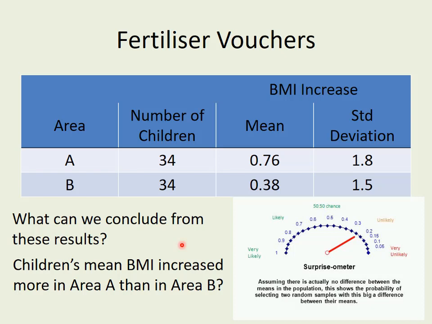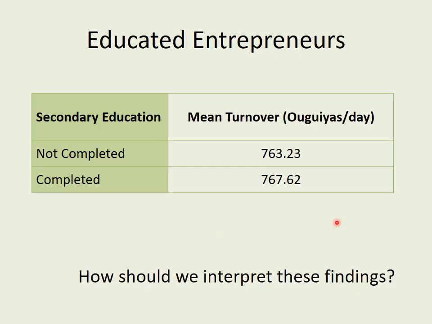Okay, and on to the next example. The educated entrepreneurs. So here you found that this was the turnover without secondary education. This is with secondary education. How can we interpret these findings?